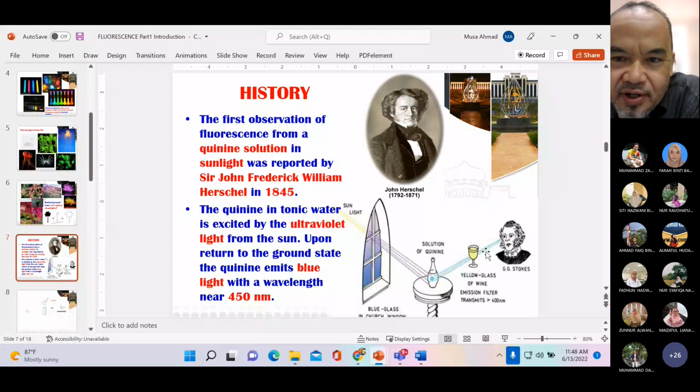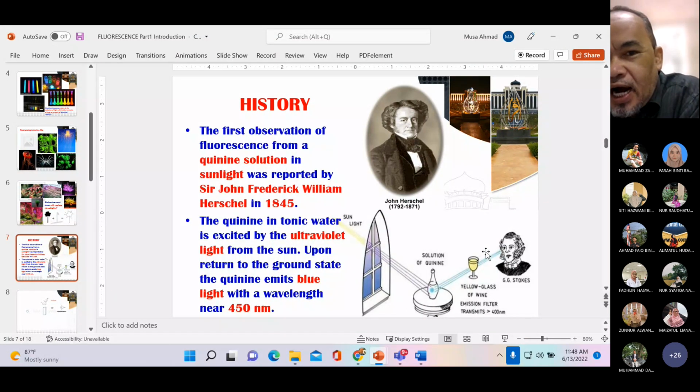And some history of how fluorescence was discovered. Actually, it was simply because quinine solution had been put in the church. According to this report, suddenly the sunlight passing through the window hit the clean solution, and the solution appeared blue in color. When they looked at this solution, the color had changed to blue.